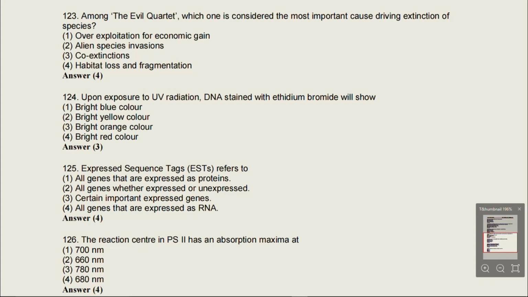So the next one is: expressed sequence tags, ESTs, refer to all genes that are expressed as RNA. That is, ESTs represent portions of expressed genes. They may be represented as either cDNA or mRNA sequences, or as the reverse complement of the mRNA, their template strand. So the answer is option 4, all genes that are expressed as RNA. This question is taken from Unit 7, Genetics and Evolution, Chapter 5, Molecular Basis of Inheritance.